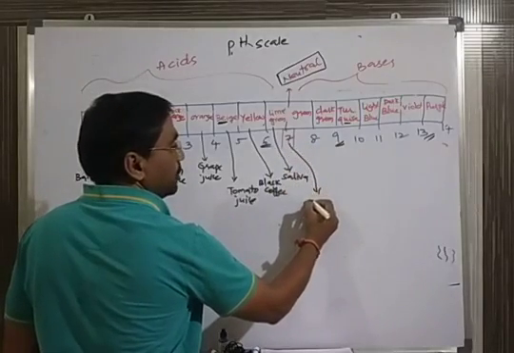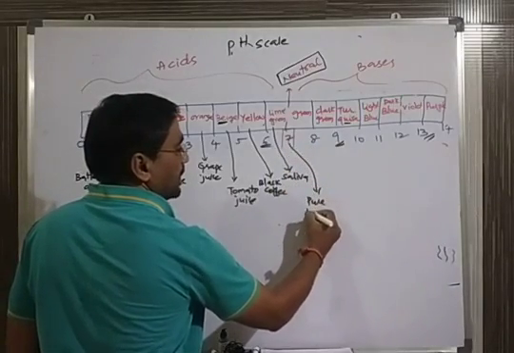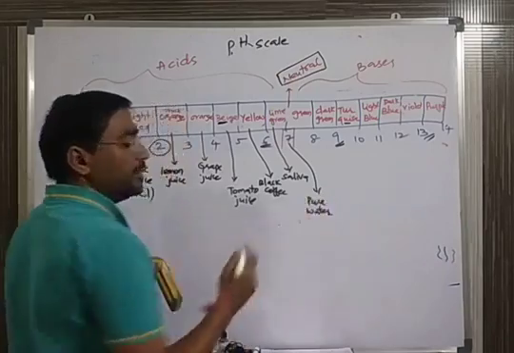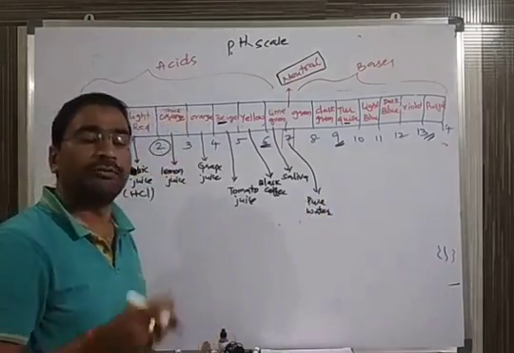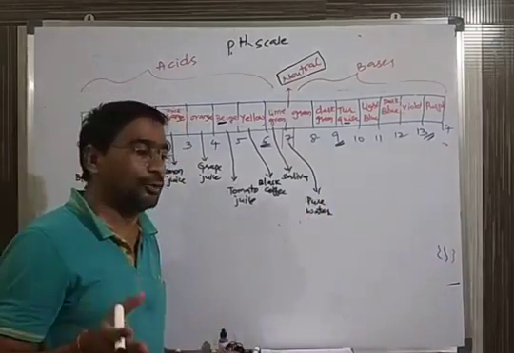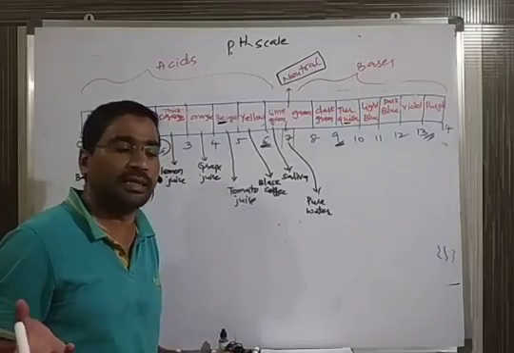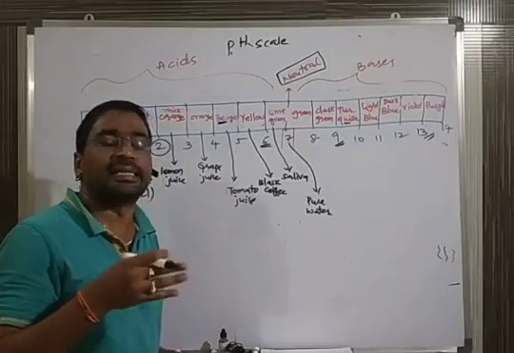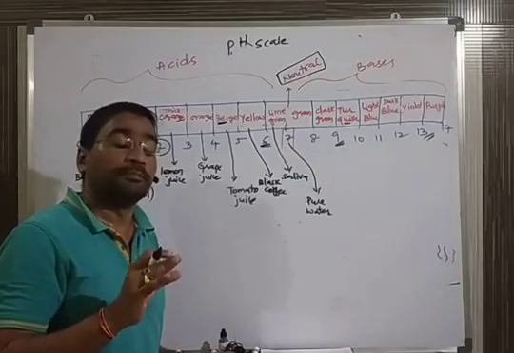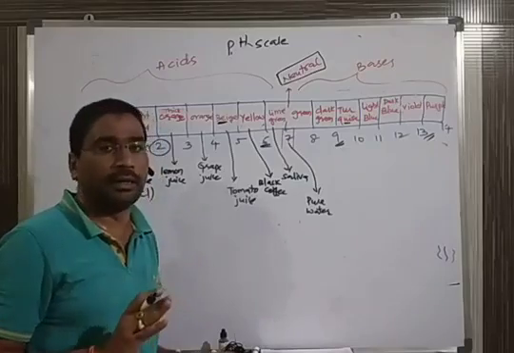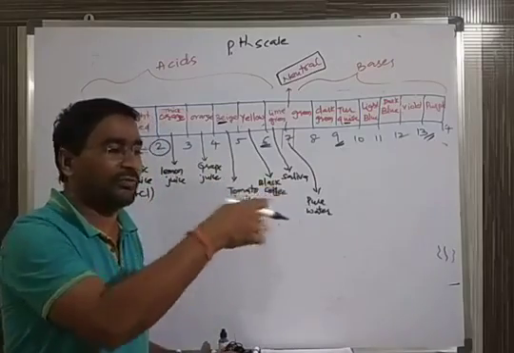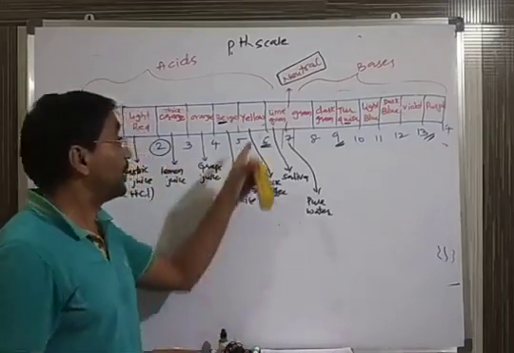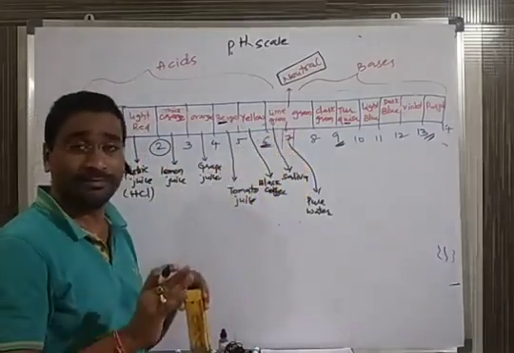The 7 is neutral. That is pure water. The water which we use for drinking is purified water. Different purifiers are there, and they may add some minerals. Pure water we use in our chemistry laboratories. If you want, you can check the pH of our drinking water also, but you don't get exactly 7.